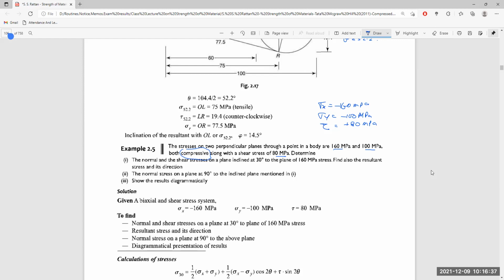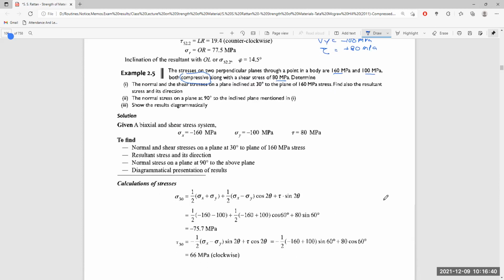So sigma theta, the calculation of the stress along any oblique plane inclined at angle theta, where theta is given as 30 degrees. If you use this form of equation, half (sigma x plus sigma y) plus half (sigma x minus sigma y) cos 2 theta plus tau sin 2 theta. So we put the values of sigma x, sigma y, theta, and tau. Both are minus, and cos 60, since 30 multiplied by 2 is 60, and 80 is the shear stress, and here also theta is multiplied by 2, so 60. The result is minus 75.7 MPa, which means it is compressive in nature.